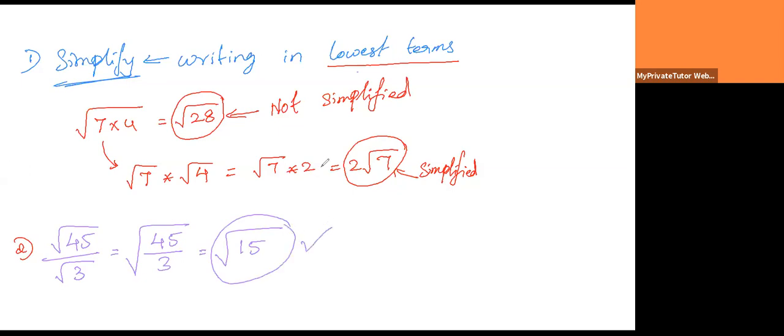So this is how you're going to simplify. Okay, let's try one more question. Simplify square root 50. So this is the complete question. You might get a question like simplify square root 50. So how do you simplify square root 50? Just think of the rules which I have shared. So what are the numbers you need to remember?